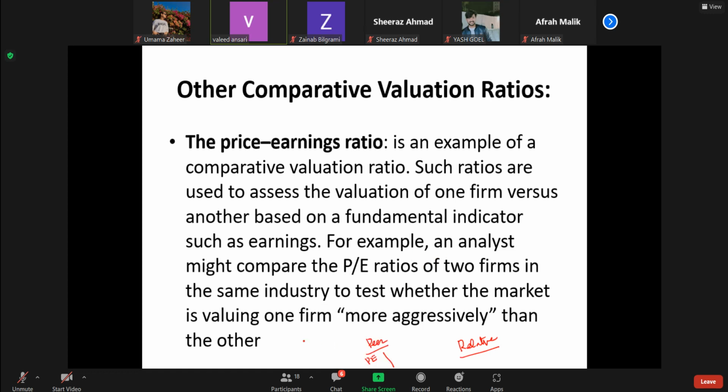And you should understand that the price earning ratio is the market price of the stock divided by the earning per share of the stock. So this gives, for example, if it is 15, it means that in comparison to the earning, the stock is priced at 15 times.